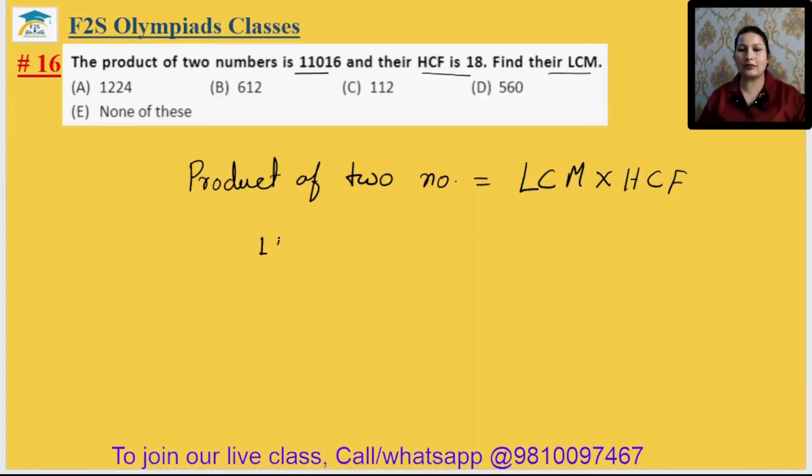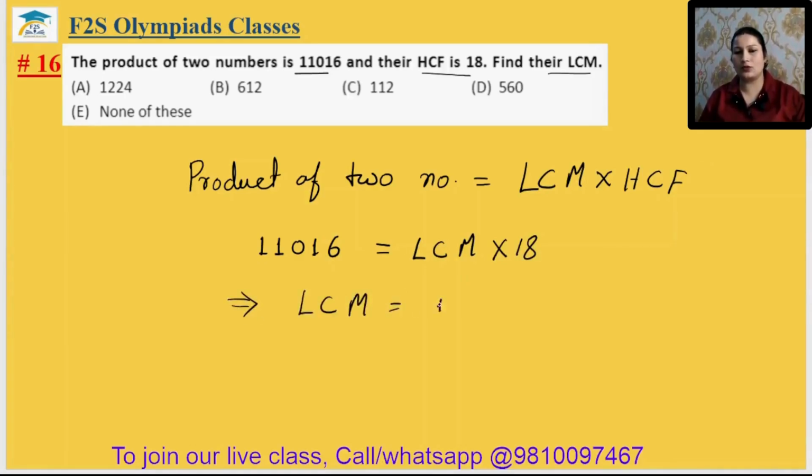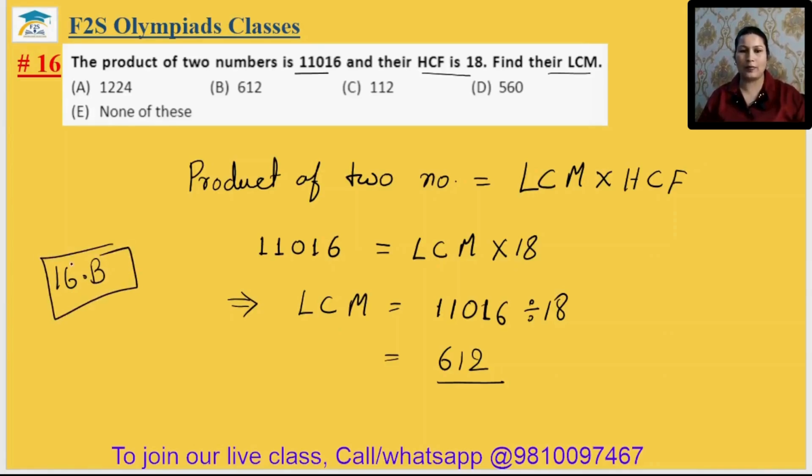The product of two numbers is given as 11016. LCM is not given, HCF is given. So LCM multiplied by 18 equals 11016. This implies LCM equals 11016 divided by 18. If you divide it by 18, you find 612 as the answer. So the 16th answer is option B.